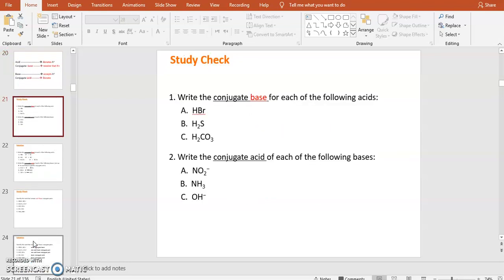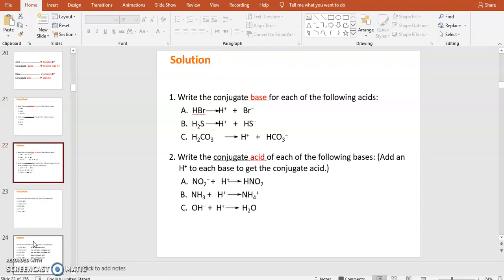Write the conjugate base for each of the following. HBr will dissociate into H and Br. H2S will dissociate into an H and HS. H2CO3, one H, and then HCO3.